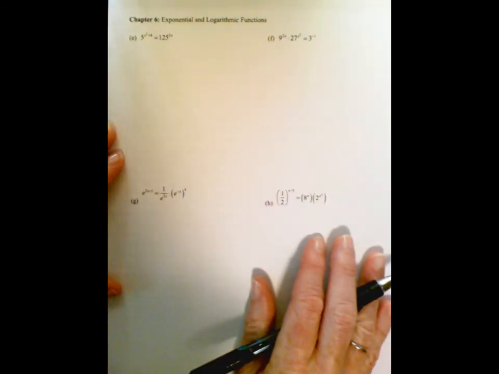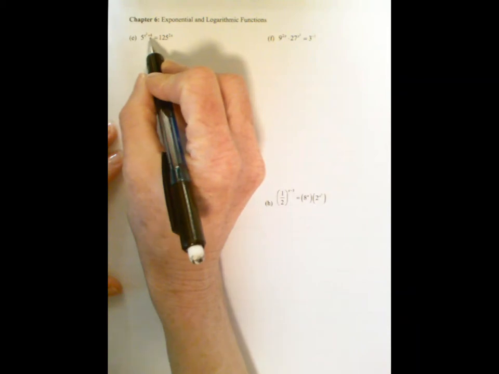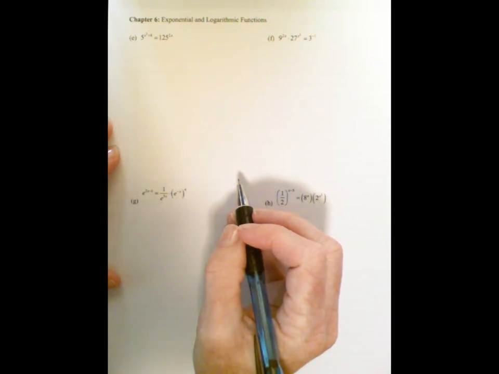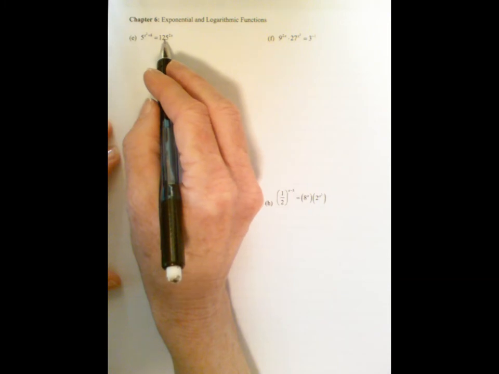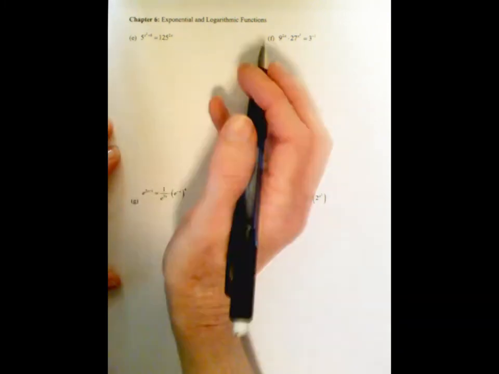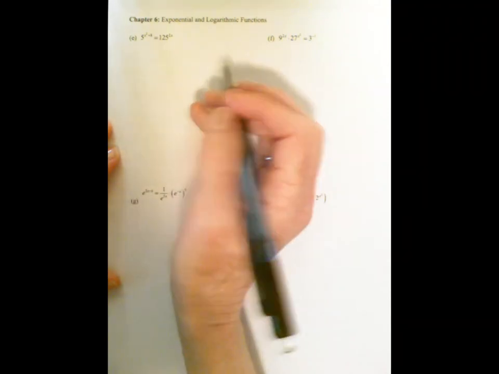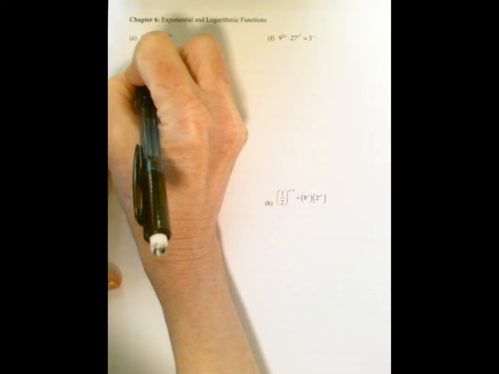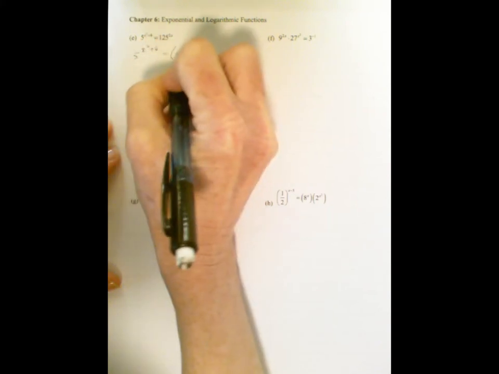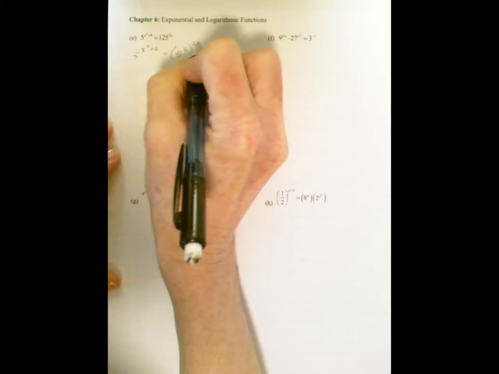So we're on part E. 5 to the x squared plus 8 equals 125 to the 2x. So the question would be, can we write both sides with the same base? Well, 5 can't be broken down any further, but can we write 125 with a base of 5? So you would play with your calculator a minute. 5 squared is 25, 5 cubed is 125. So we'll write 5 to the x squared plus 8 equals 5 cubed to the 2x.